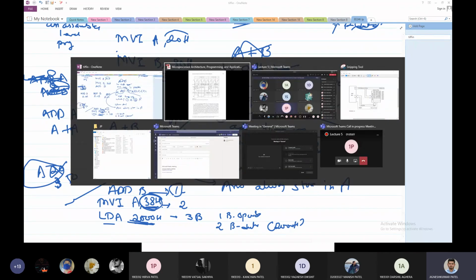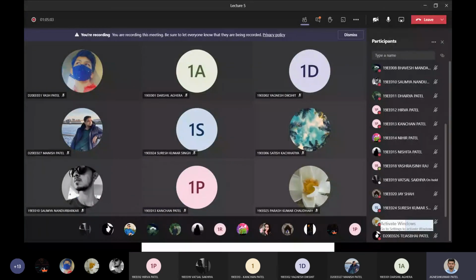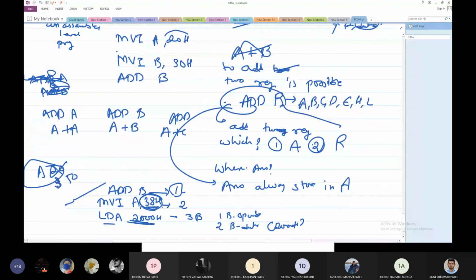Okay, next question to roll number 11. What would be the operation, like opcode fetch, memory read, memory write, input read, input write, output write? What would be the operations performed while executing this ADD B instruction? Input read. Input read. Okay.